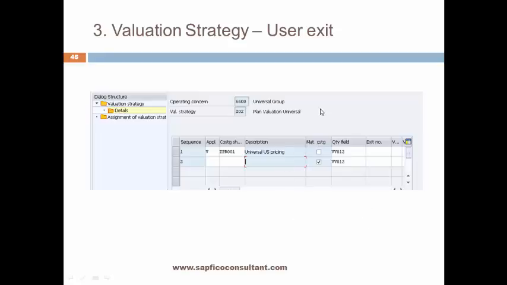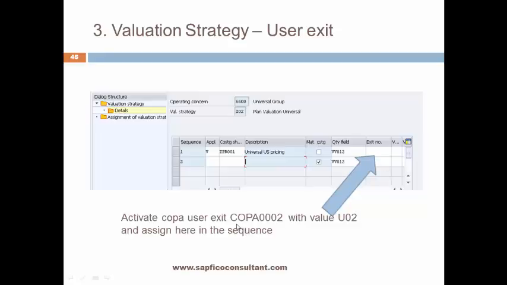We can also use the valuation strategy user exit. So we can assign a user exit in this step, using user exit COPA 0002 with value U02, and assign it here in the sequence. Now normally, when the pricing procedure is accessed, it also accesses the VPRS condition, and the VPRS condition is again duplicated in the planning for a manufactured product. So in that case, we can write an exit to ignore VPRS for this material type for a manufactured product. That can be written as a user exit.